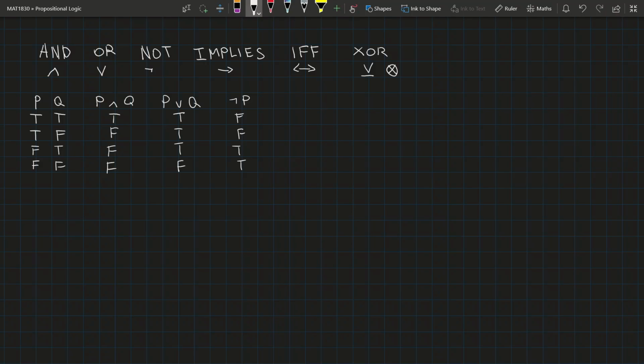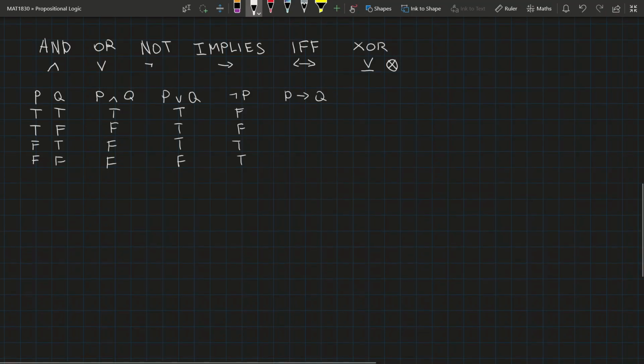Now implies, P implies Q. So P implies Q is true if whenever P is true, Q is also true. So if we first look at P, check if it's true, and then Q is true, so that's true. But if we look at this row, P is true, so we look at Q, and we see that it's false, so it's false. Now, these ones, P is false, so they're just going to be true anyway.